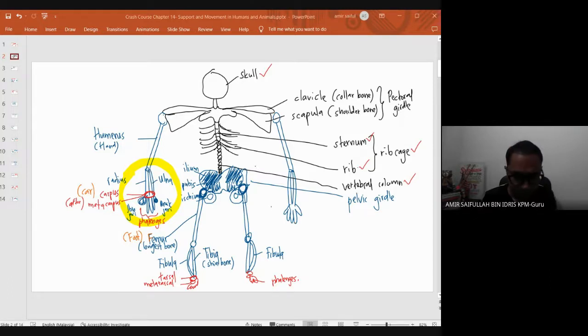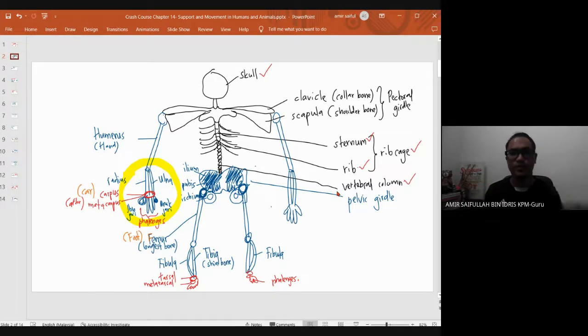Okay. Sorry. Yang tadi mana tadi? Okay. So, yang clavicle tu ialah collarbone. Clavicle, collarbone. Scapula ialah yang shoulder bone at the back. Okay. You tap your shoulder, right? So at the back. Shoulder bone. So, clavicle, scapula. So, these two, clavicle and scapula will make up the pectoral girdle. The neck part. Okay. Pectoral girdle.